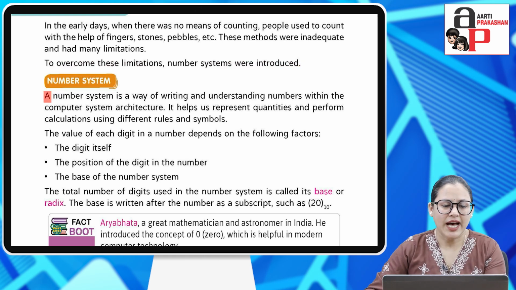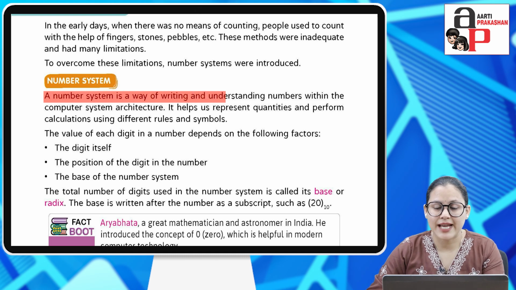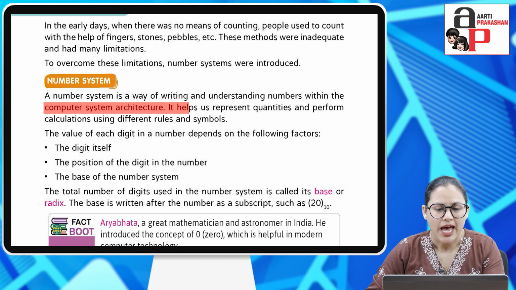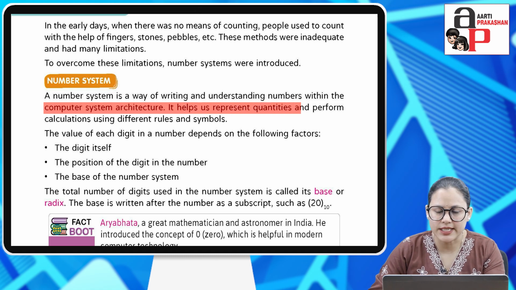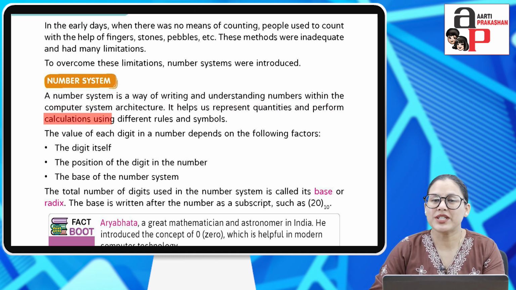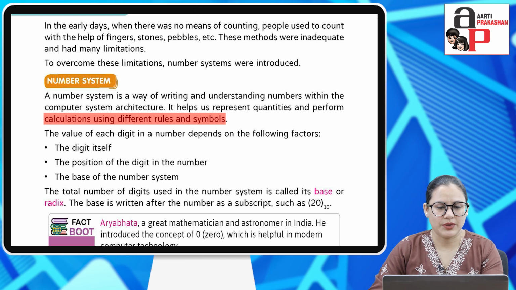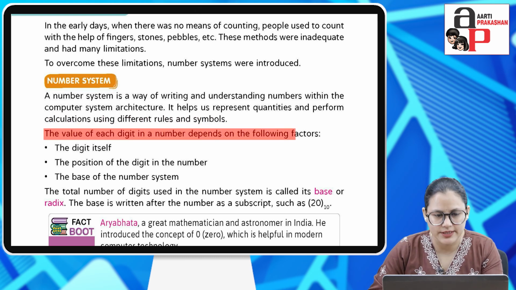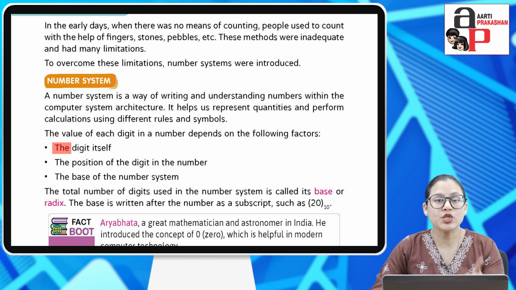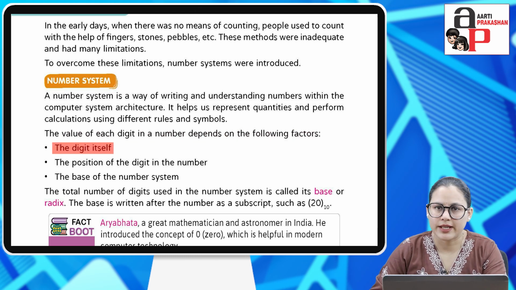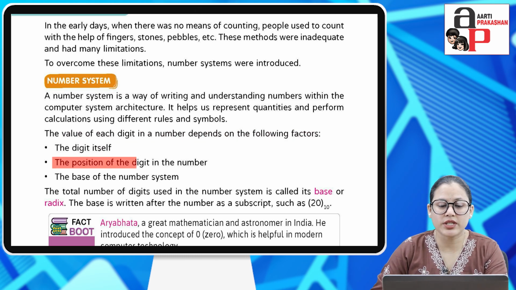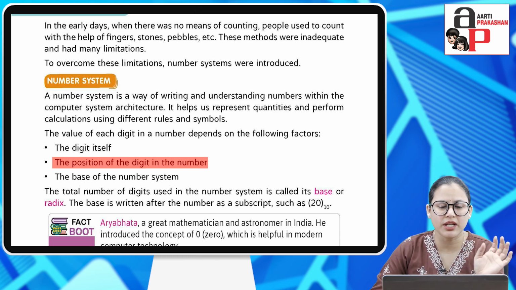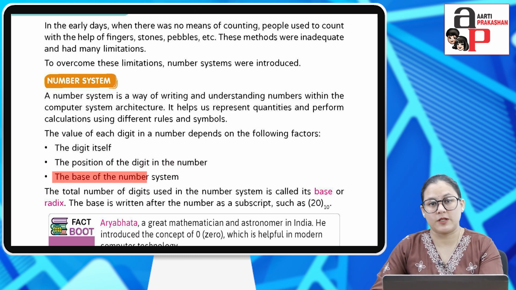Number system. A number system is a way of writing and understanding numbers within the computer system architecture. It helps us represent quantities and perform calculations using different rules and symbols. The value of each digit in a number depends on the following factors. First, the digit itself. Second, the position of the digit in the number, and the base of the number system.